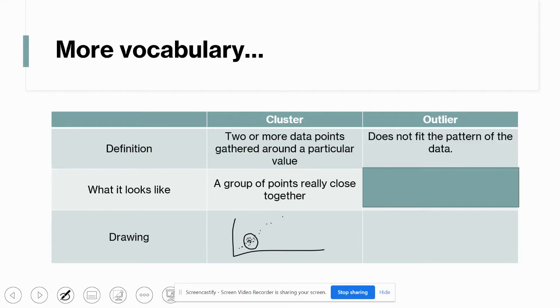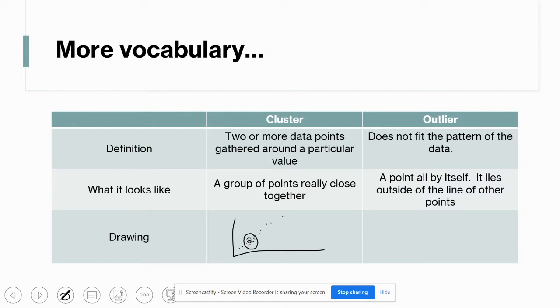An outlier does not fit the pattern of data. What does it look like? It looks like a point all by itself. It lies outside of the line of the other points. So here are the other points, and then here is my outlier. It's all by itself. Oops, I should have just done one point.